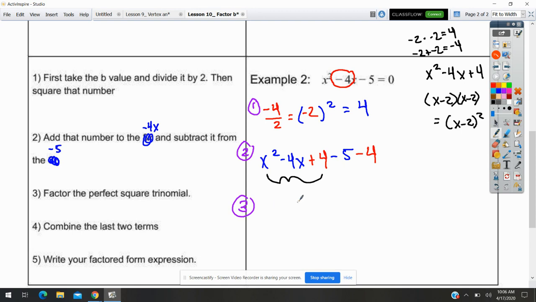So here it's going to become x minus 2 squared, because we're able to factor this now. And we're just going to do step 4 here, which is combine the last 2 terms. So negative 5 minus 4 is negative 9. So now, since we were able to replace this negative 5 with this positive 4, we were able to factor using our product and sum method.